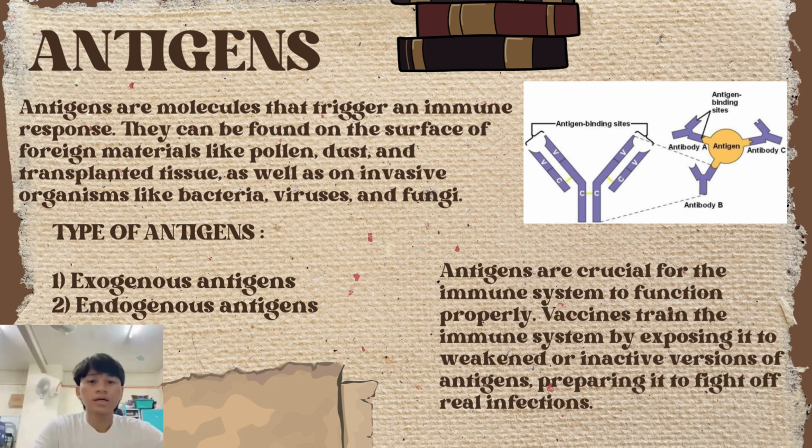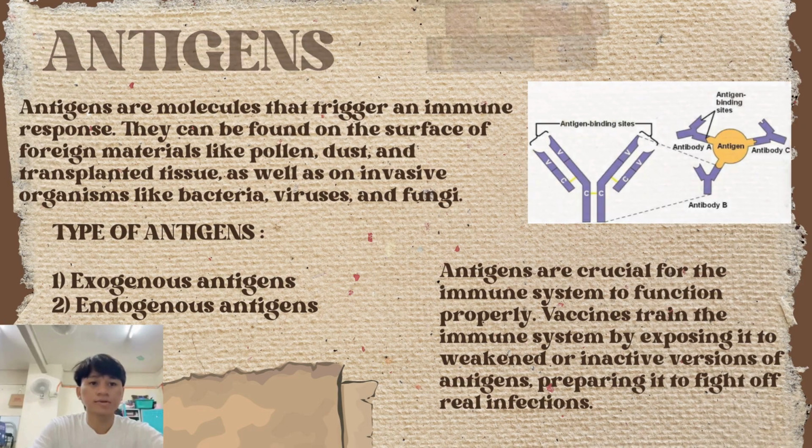There are two types of antigens. First, exogenous antigens. Second, endogenous antigens. Antigens are crucial for the immune system to function properly. Vaccines train the immune system by exposing it to weakened or inactive versions of antigens, preparing it to fight off real infections.